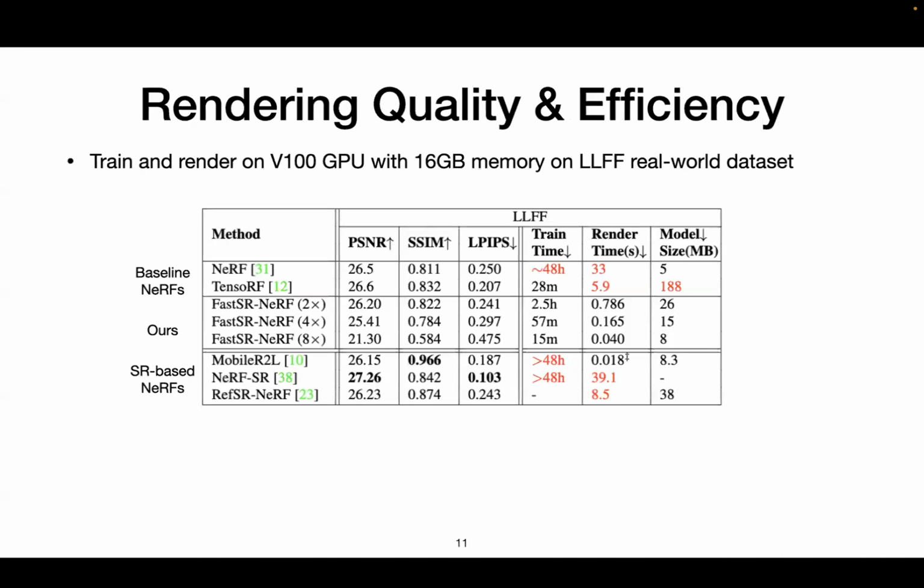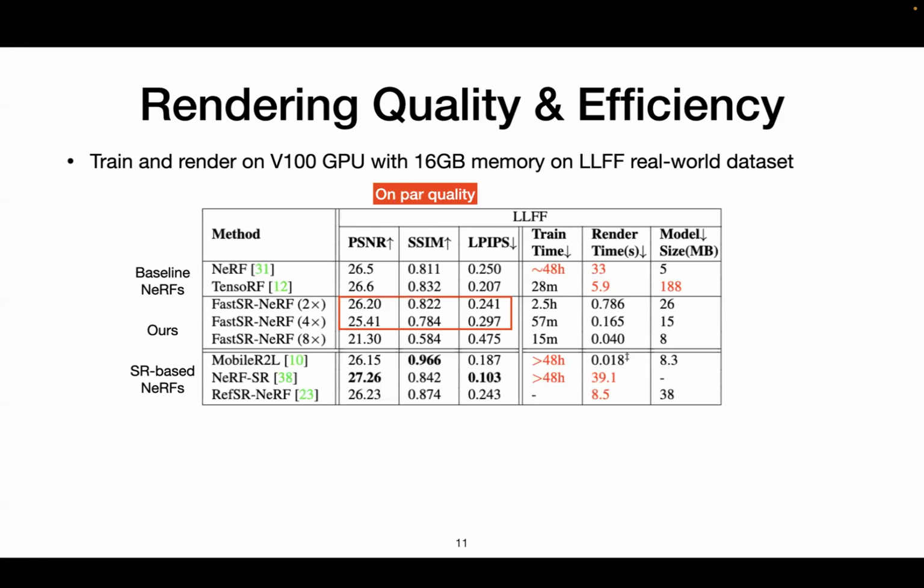Now we show the results on the LLFF dataset, which is the real-world forward-facing dataset. As we can see from the table, FastSR-NeRF achieved on-par quality to the baseline TensorRF at the 2x and 4x SR rates. For the 8x, FastSR-NeRF will suffer a larger quality loss.